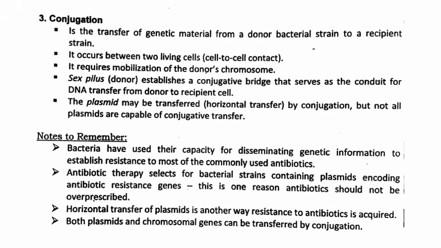Now, it requires a fertility factor, or the F factor, for a bacteria to do conjugation. So, the donor cell usually has the fertility factor. It will establish a conjugative bridge, which is called a conjugation pili or sex pili, that serves as the conduit for DNA transfer from donor to recipient cell. Now, a classic example of genetic material transferred via conjugation are plasmids.